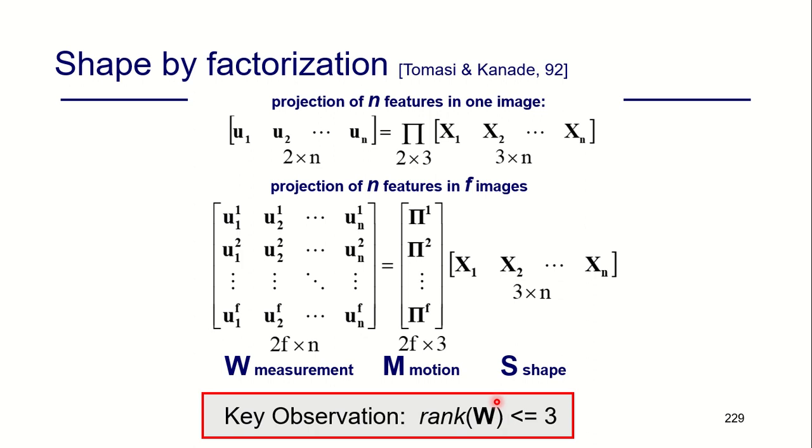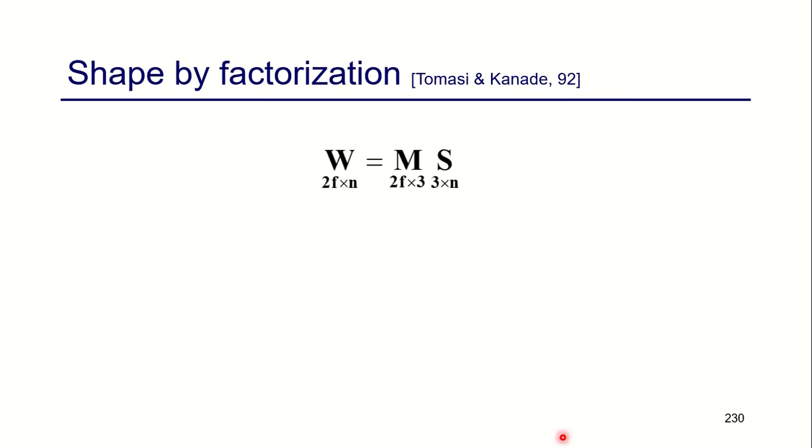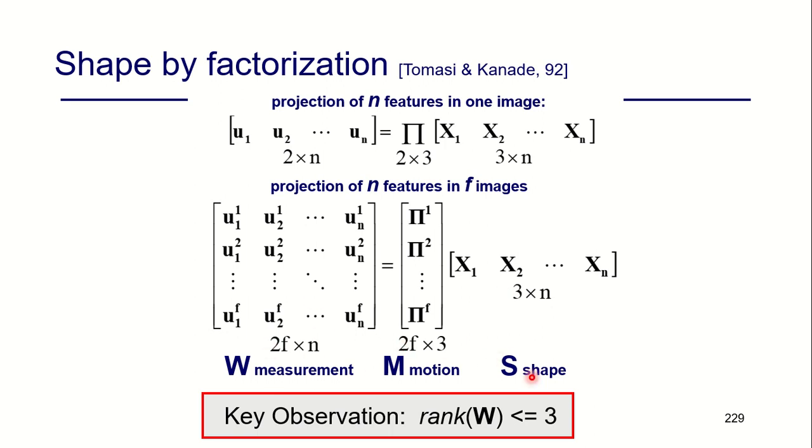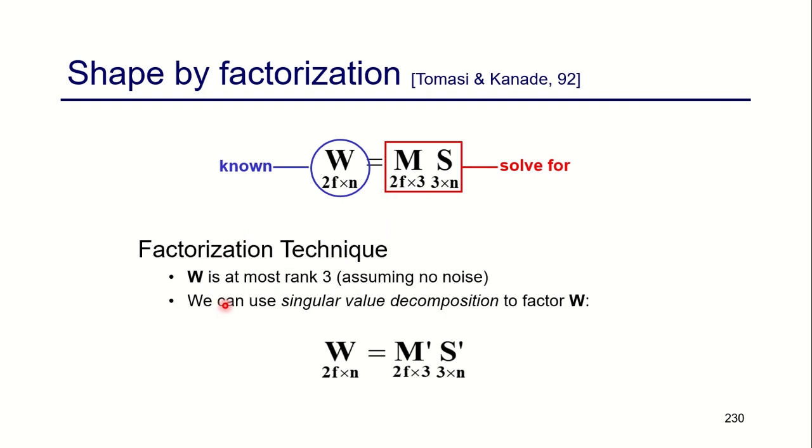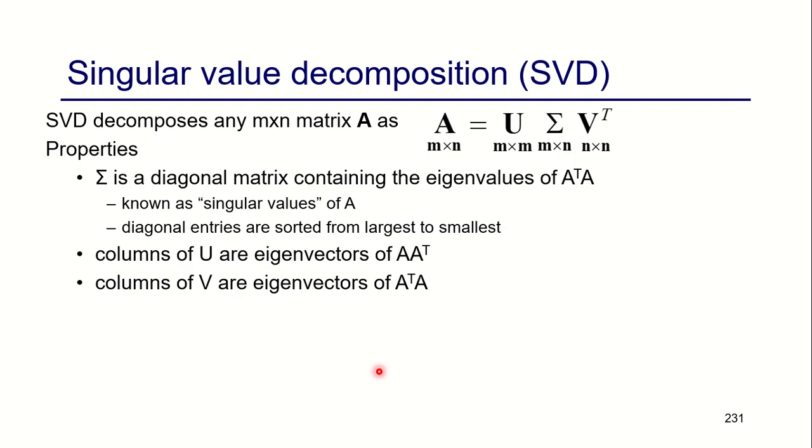The key observation is that the rank of W should always be less than or equal to 3. This is the general notation for the previous matrix, so W, M and S are used to mention it. How do you find the shape? By the factorization method. W is known and you have to solve for the right-hand part. In the factorization technique, W is at most rank 3. If you have no noise, it can be assumed to be 3, and we can use the SVD method, singular value decomposition, for factoring. So W will be M' S', which gives the expected values.